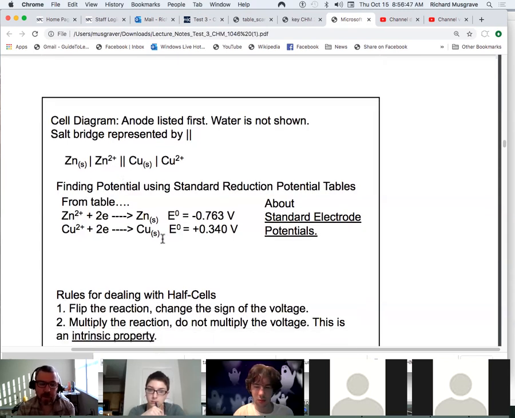So as I said, you're only ever going to find one equation that matches the situation on each side of the cell diagram. In this case, zinc 2+ plus 2 electrons gives zinc, and we found our E0, the half cell potential for that part of the cell diagram, as being negative 0.763 volts. And then we've got copper 2+ plus 2 electrons gives copper, and that's going to be positive 0.340 volts. Again, I just pulled them directly off the table.